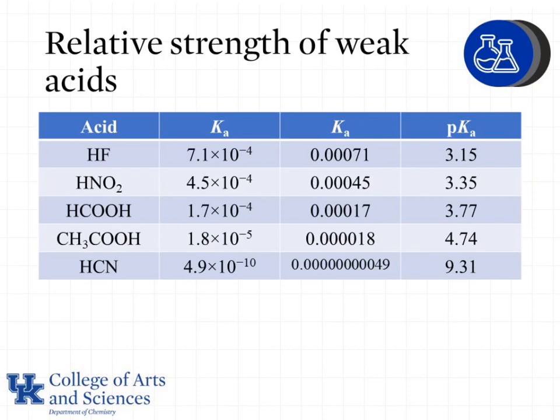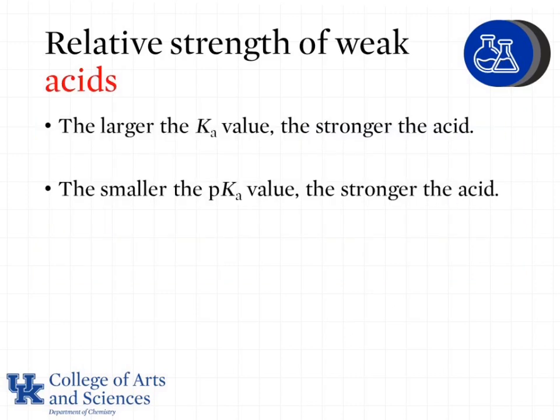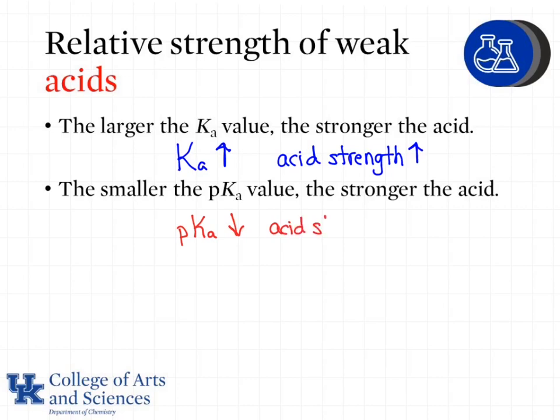While strong acids dissociate completely, weak acids partially dissociate. As a result, they dissociate in different amounts, so every weak acid has a different strength from other acids. When we look at Ka values, what we see is that the larger the Ka value, the stronger the acid. So as Ka increases, the acid strength also increases. The smaller the pKa value, the stronger the acid. So as pKa decreases, the acid strength increases.